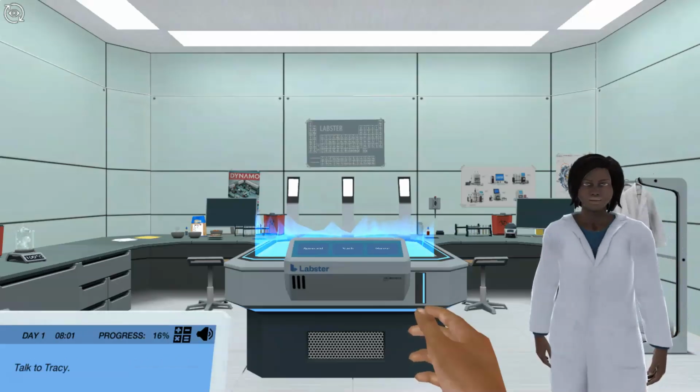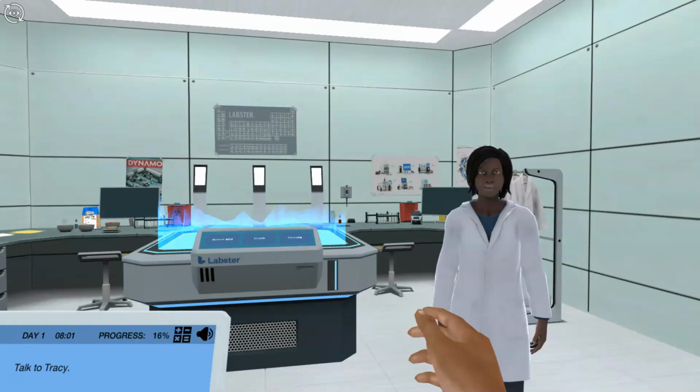Hi, I'm Tracy, a food scientist. I'll be your assistant today. Molecules in food can be divided into two main groups, micro and macro. Micromolecules include vitamins and minerals. Macromolecules include carbohydrates, proteins, and lipids. In this lab, you will learn about and perform a test for each of the macromolecules.